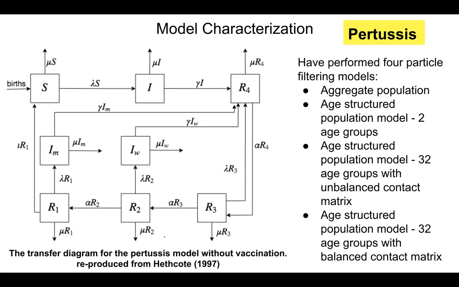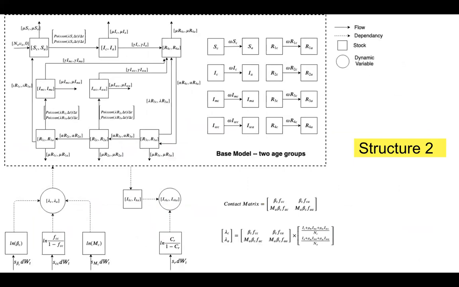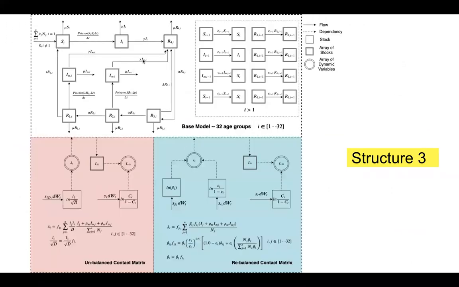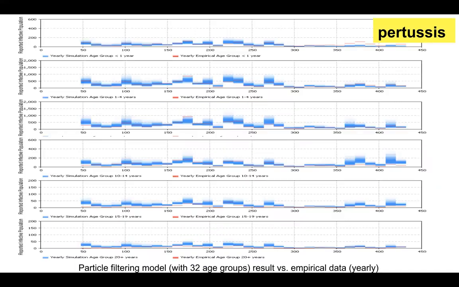And the second reason is we would like to check the particle filtering model's performance if the state space is relatively bigger, as in the 32 age group model. The state space is 32 times bigger compared with the aggregate population model. And I think the results show that the particle filtering model also performs not bad, maybe quite good, even with a relatively larger state space.